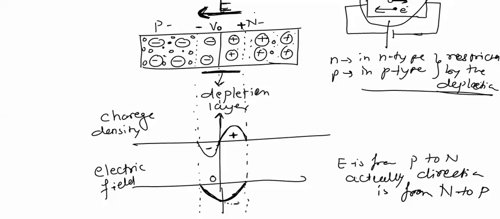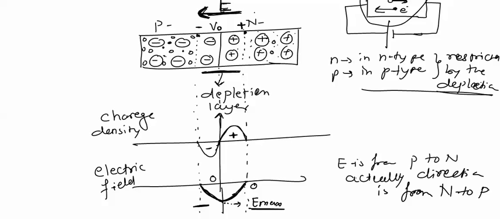It has maximum magnitude at the junction. Means electric field is maximum at the junction and zero at the ends of the depletion layer. This is the plot of electric field for a PN junction.